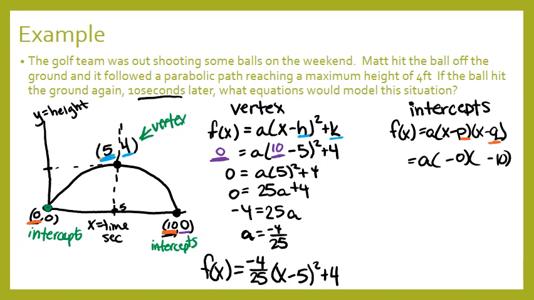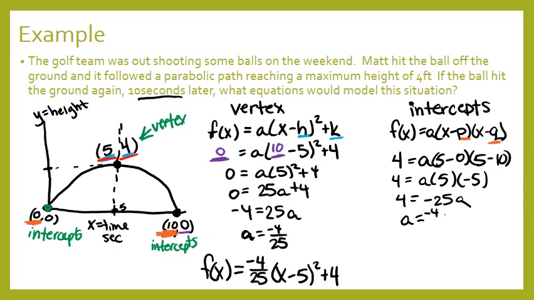Now, if I've already used those two intercepts here, I need to use a different point for my X and my Y values. The only other point I have is 5, 4. So instead of X, I'm going to put a 5, and instead of Y, I'm going to put a 4. Let's simplify. We're going to multiply, and then we're going to divide. You'll notice I arrived at the same solution, which makes me feel more confident in my answer.